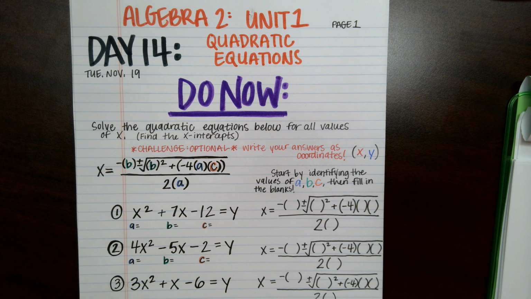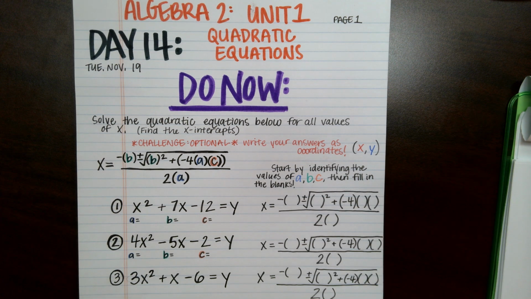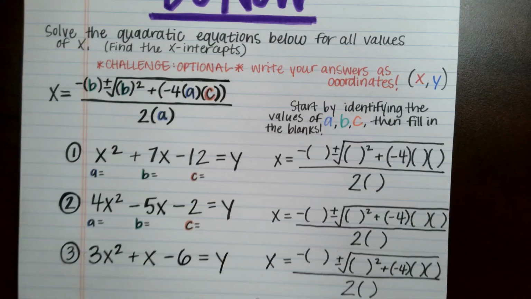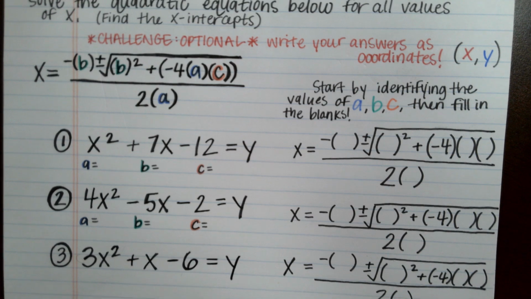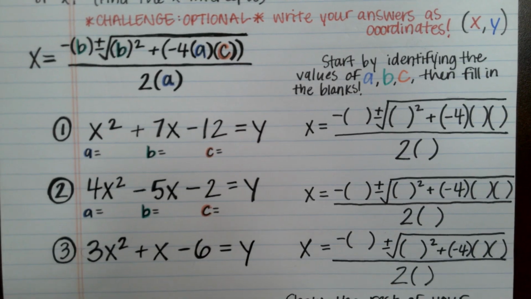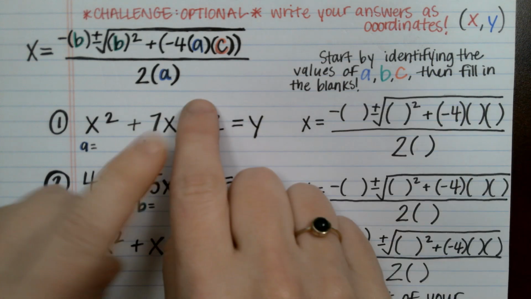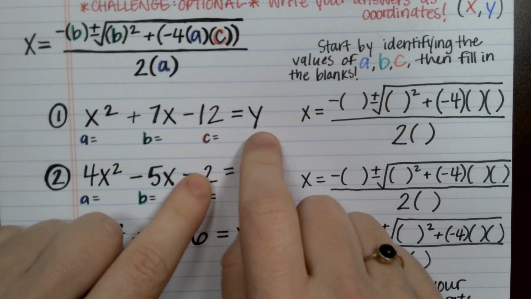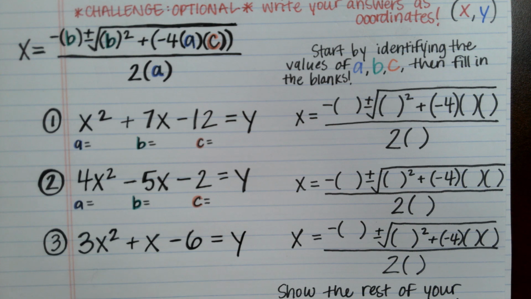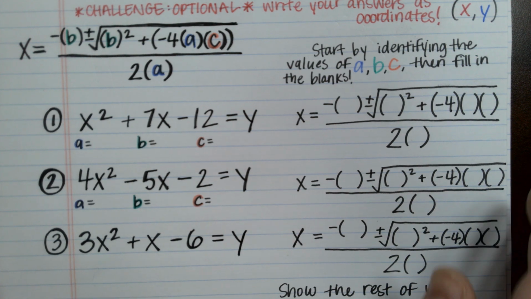Day 14. We are still looking at the quadratic formula. So I gave you guys a couple of problems, starting with something a little bit different. You're going to see here that I actually wrote the equations with putting them equal to y instead of putting them equal to 0. That's not going to change how we do the quadratic formula. You're still plugging in your a, b, and c, still solving for x.